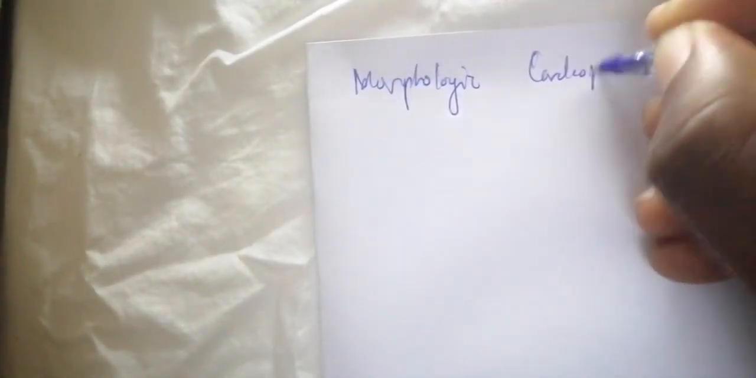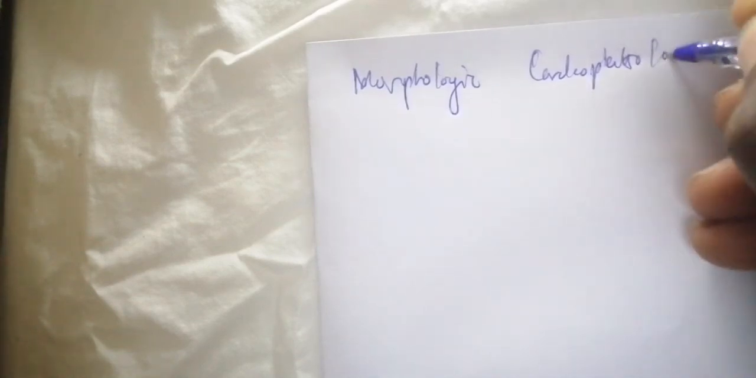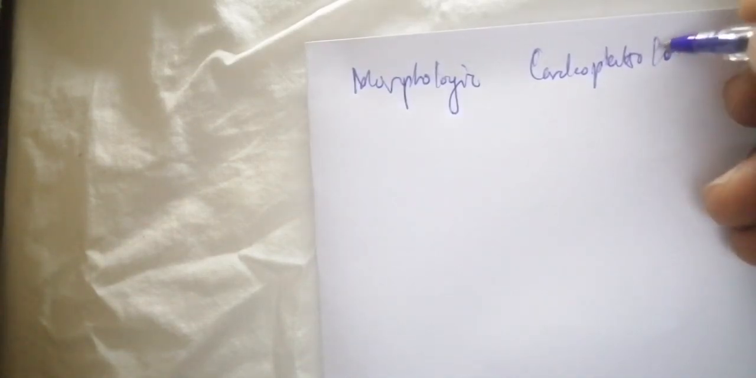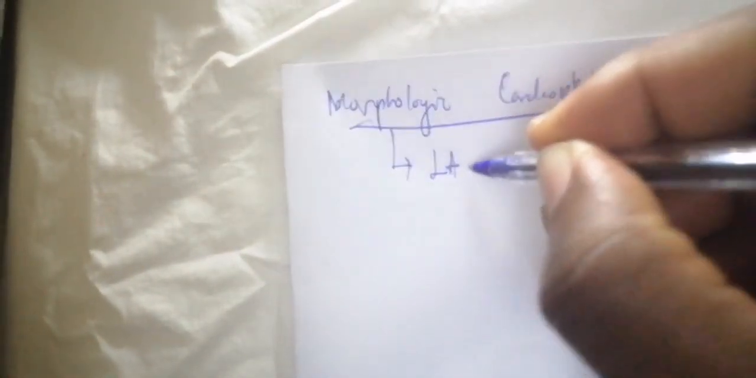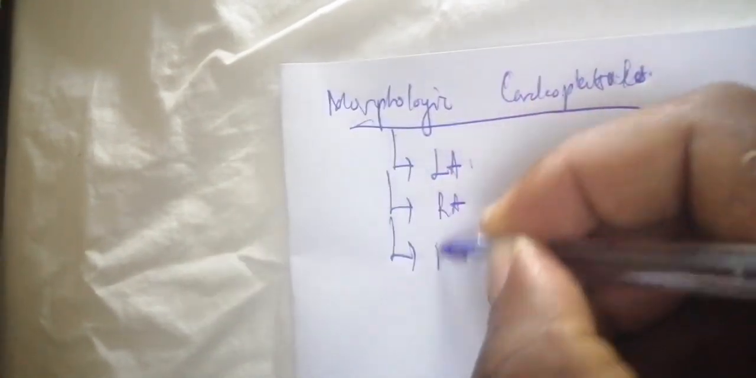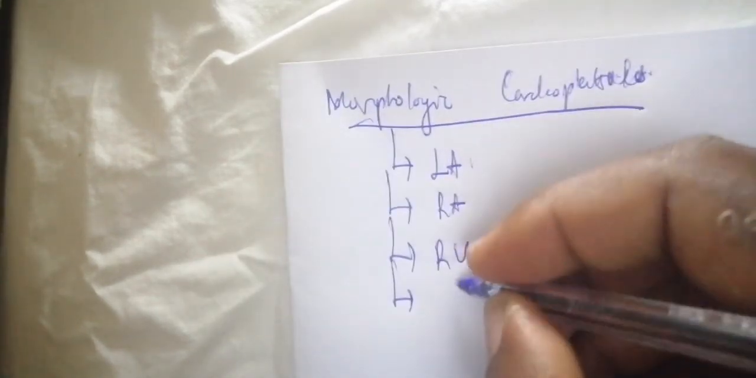Hello. In this tutorial, we're going to visualize the morphologic cardiopathies on ECG interpretation. For the morphologic cardiopathies on ECG interpretation, we are going to visualize particularly left atrial enlargement, right atrial enlargement, right ventricular enlargement, and left ventricular enlargement.